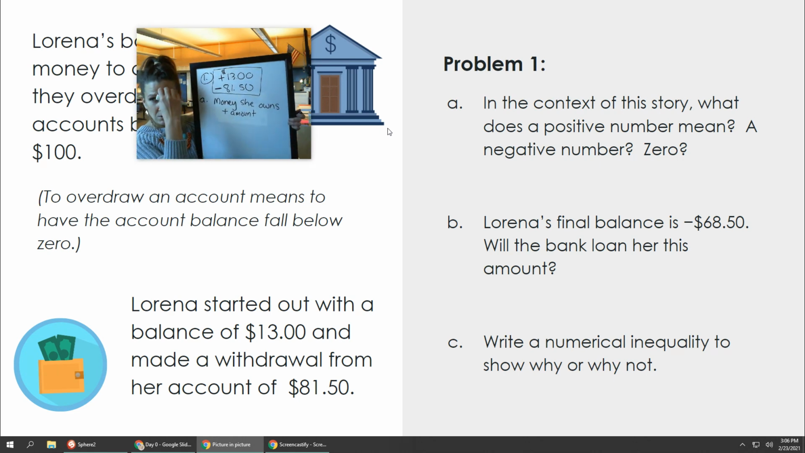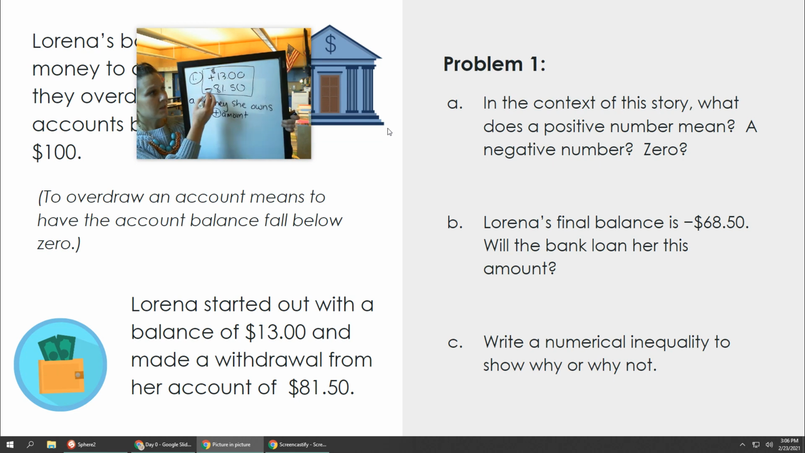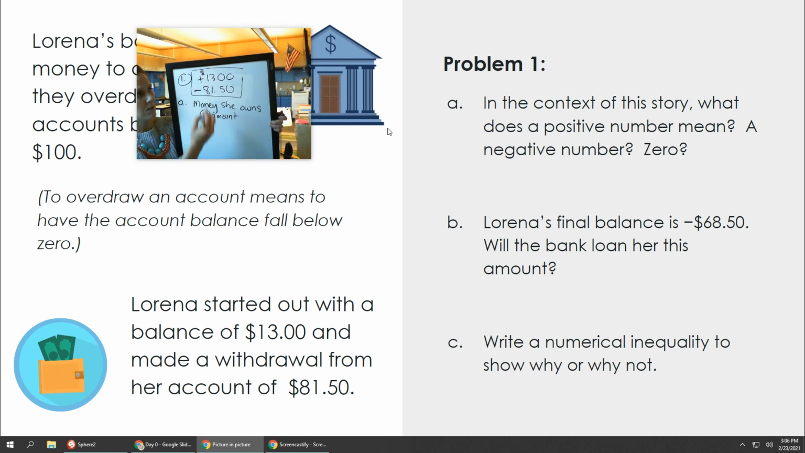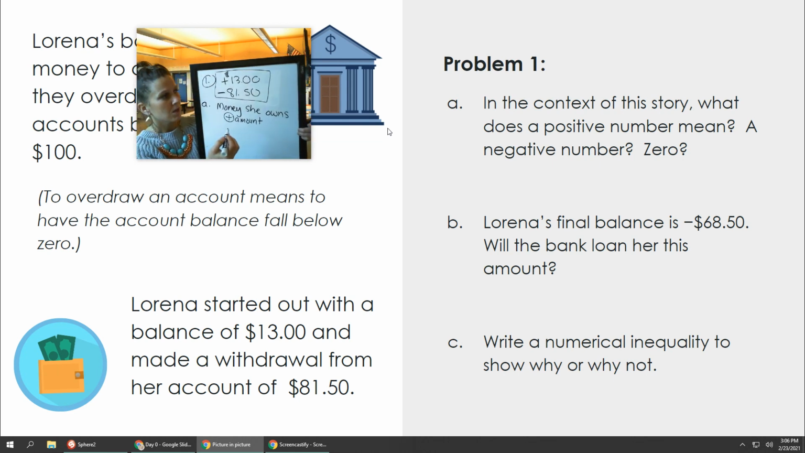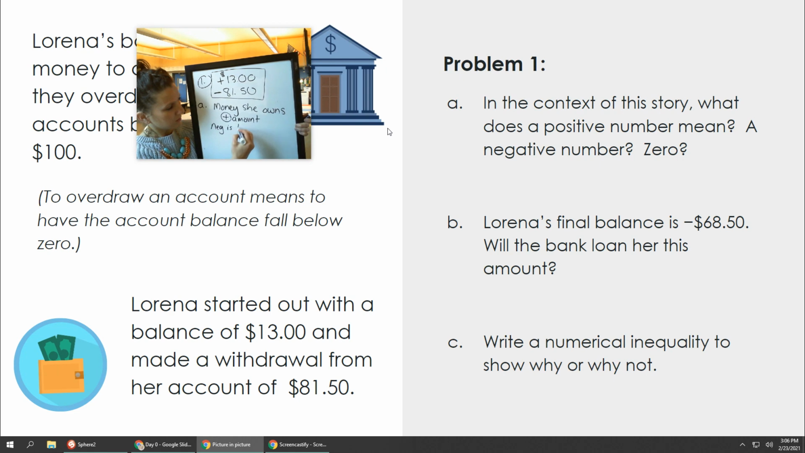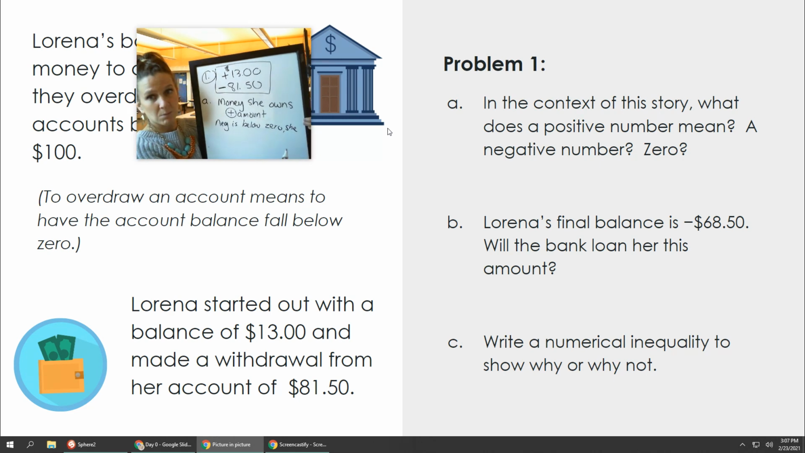Okay, that's for positive. Now think about a negative number. I see a negative, but she still has $13. So she goes below 0. Negative is below 0. So she owes it back to the bank.